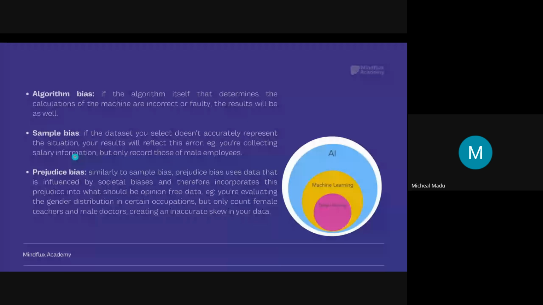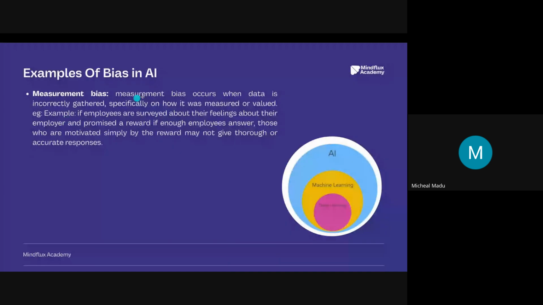Now, moving on, the next one we have is measurement bias, which is the last one we're going to look at in our examples of biases. Measurement bias occurs when data is incorrectly gathered, specifically in how it was measured or valued. For example, if employees are surveyed about their feelings about their employers and are promised a reward if enough employees answer, those who are motivated by the reward may not give thorough or accurate responses.